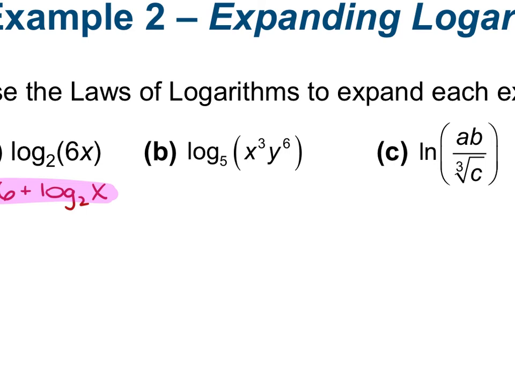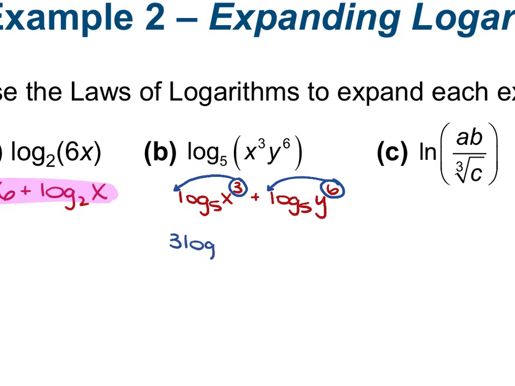For example B, we have log 5 of x cubed y to the 6th power. So again, these two are being multiplied by one another. So this is going to turn into log 5 of x cubed plus log 5 of y to the 6th power. Those powers have to go in front of the log. So this is going to turn into 3 log 5 of x plus 6 log 5 of y.